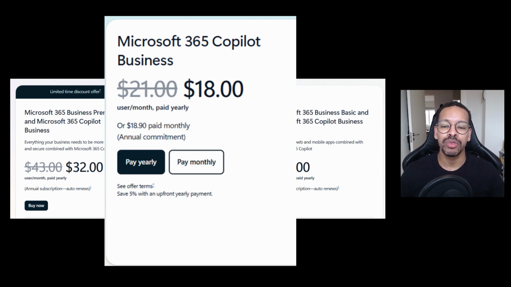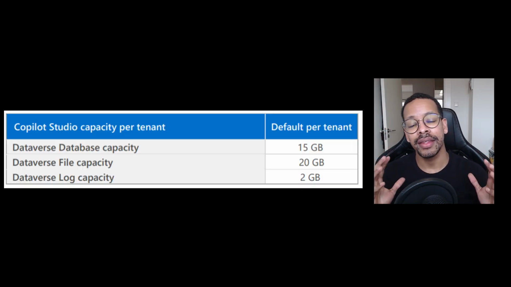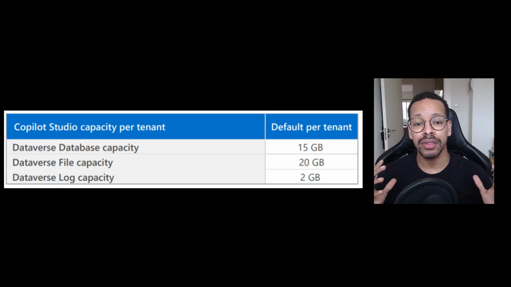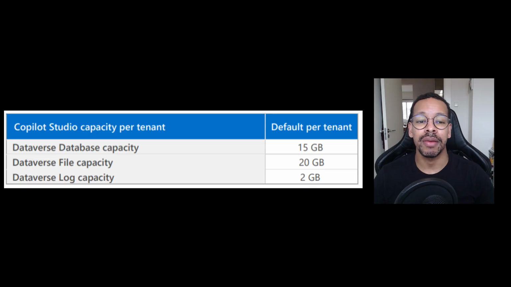So that is M365 Copilot licensing. When you buy the Copilot Studio Capacity Pack license, for example, you get some Dataverse capacity. As you can see on screen, you get database capacity of 15 gigabytes, file capacity of 20 gigabytes, and log capacity of 2 gigabytes. This is included in your tenant storage, and you can use it to build agents and allocate them to environments that need them.